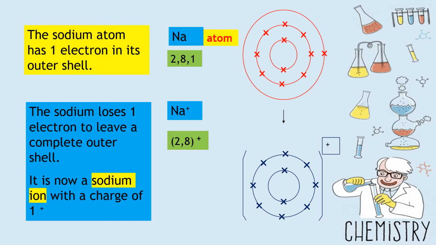Now, how do sodium ions form? The sodium atom has one electron in its outer shell. This sodium atom is in a neutral state. When this sodium atom loses its one valence electron, it will become a sodium ion. So from the neutral state, when it loses an electron, it will become a sodium ion with a charge of 1 plus.